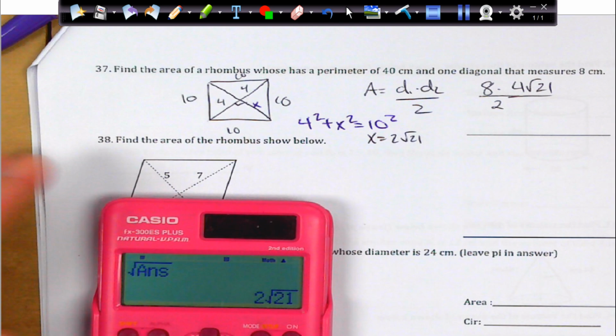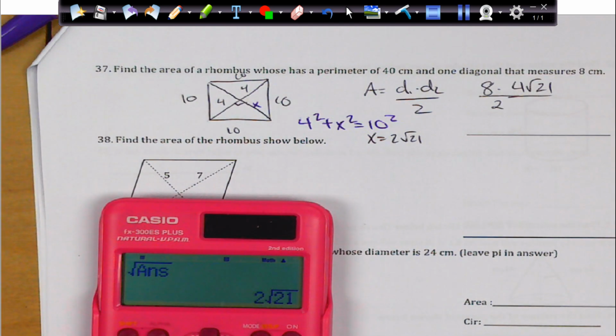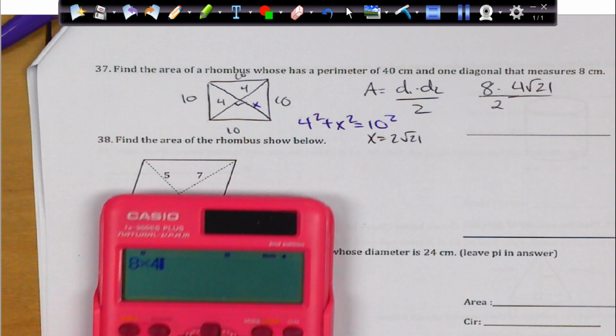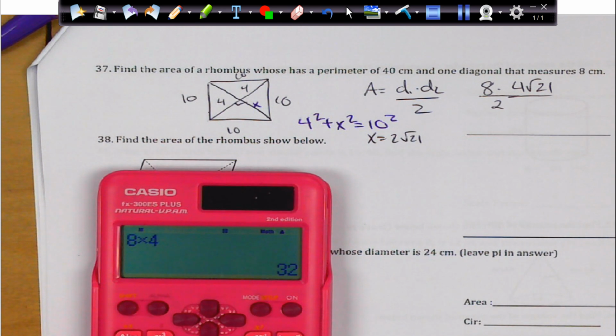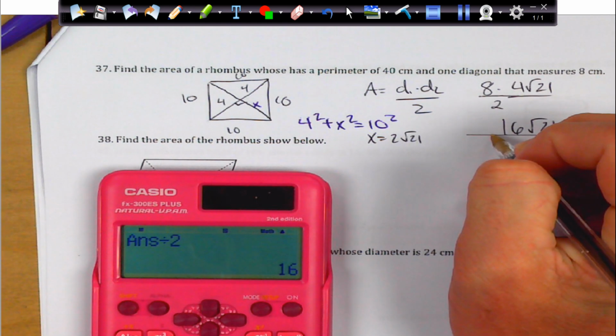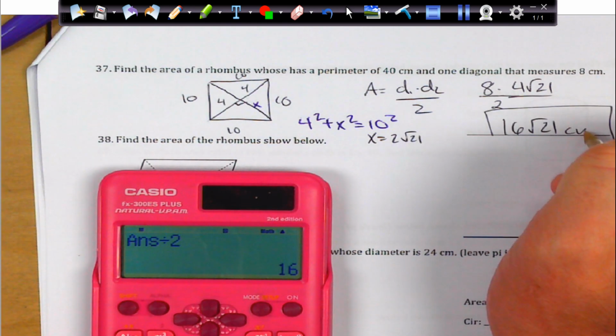It doesn't say how to leave the answer, so I'm going to leave it in simplified radical terms. So I'm going to do 8 times 4 in the calculator to get 32, divide it by 2. I'm going to get 16, and then slap on that rad 21 and square centimeters.